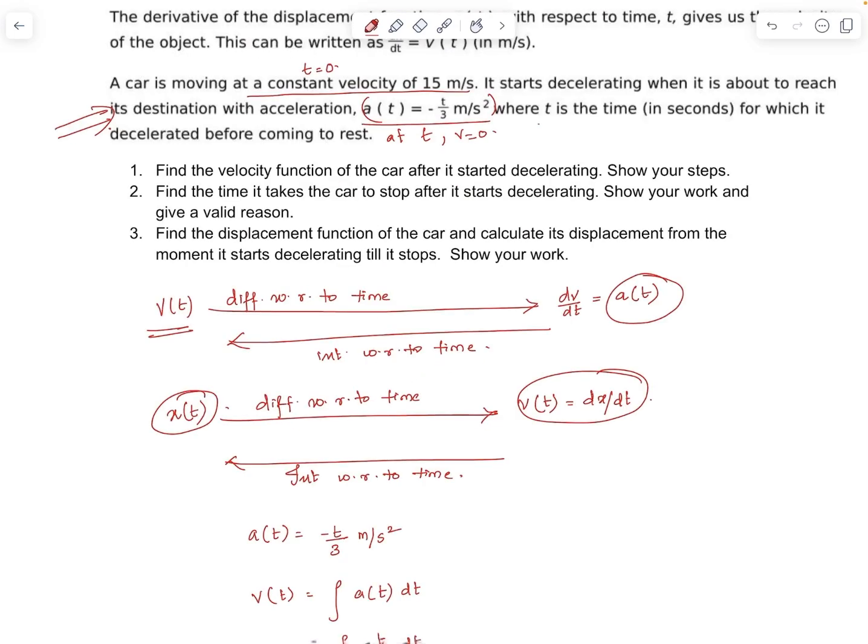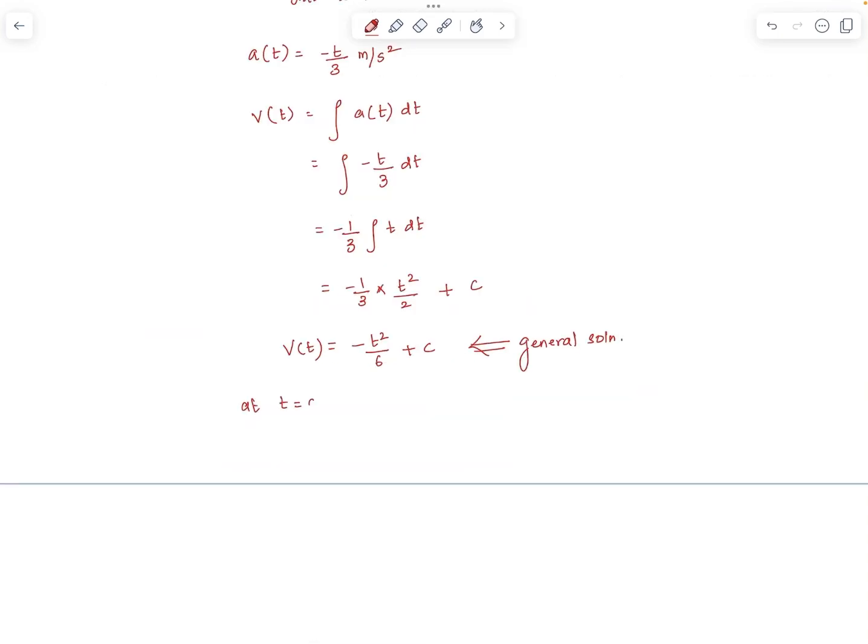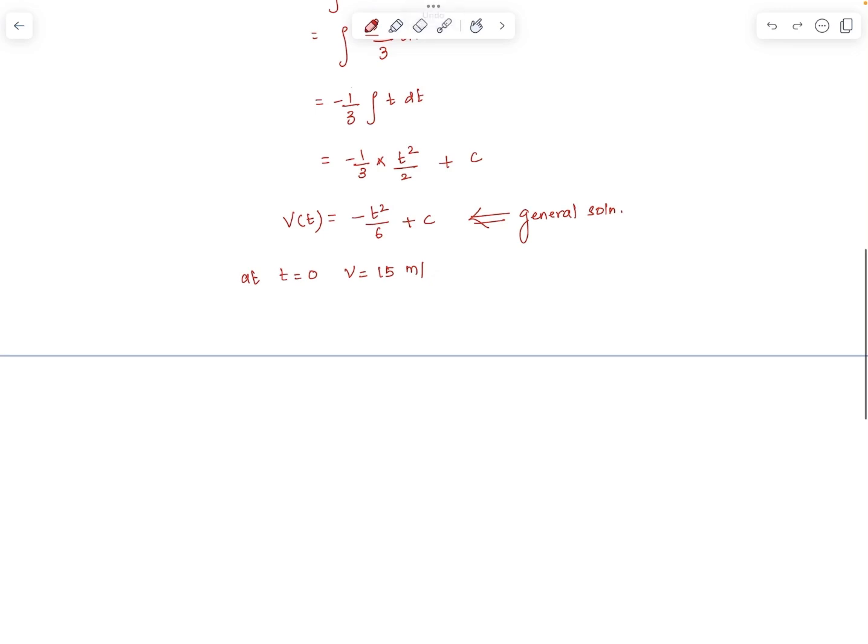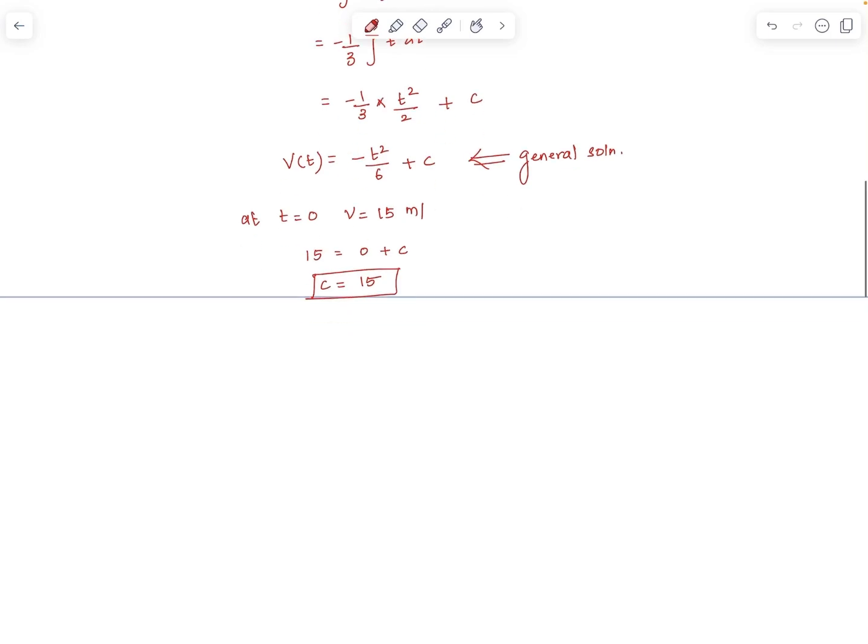At t equal to 0, the velocity is 15 meter per second. That is, the initial velocity is 15 meter per second. Substituting this, we get 15 equal to 0 plus c, that is c is 15. Now putting this arbitrary constant 15 into the general solution, we get v of t is equal to minus t square by 6 plus 15. So this is the answer for question 1.